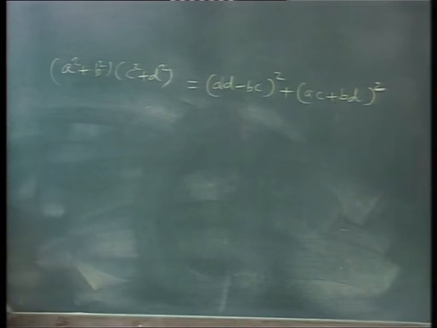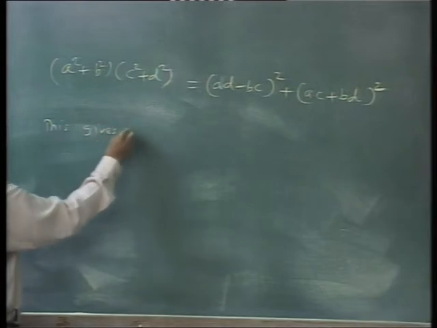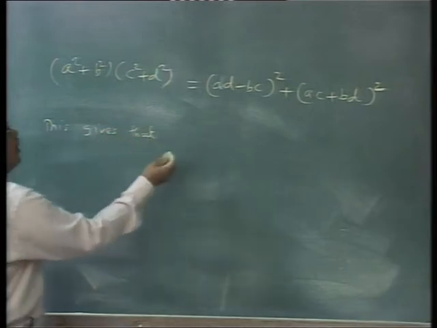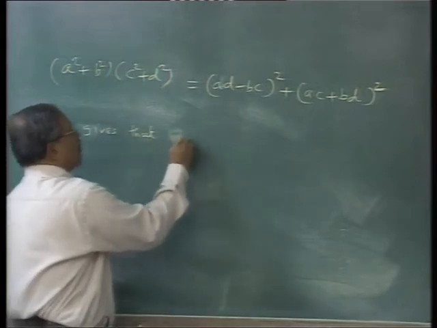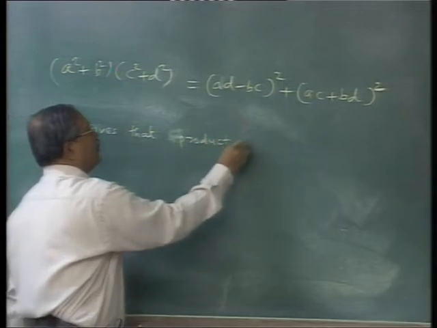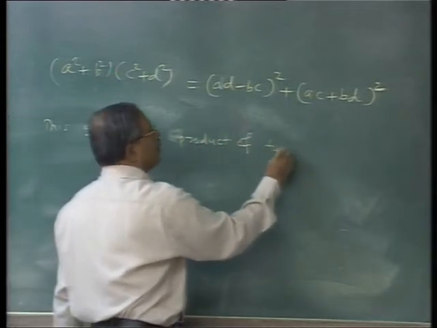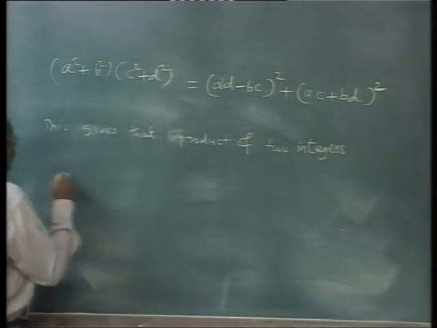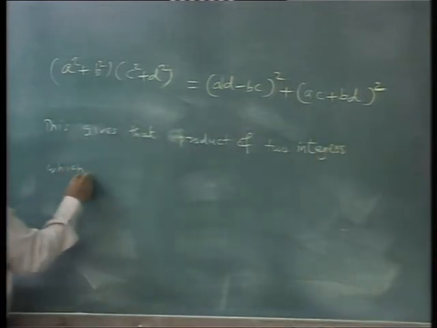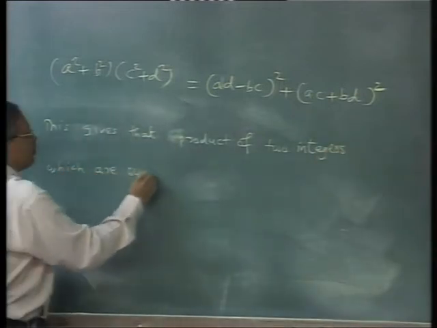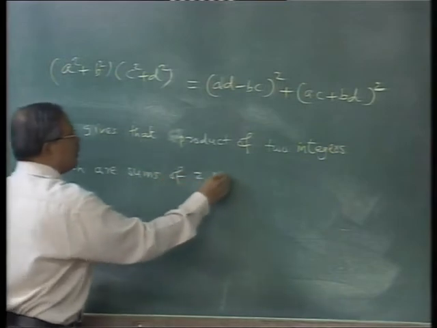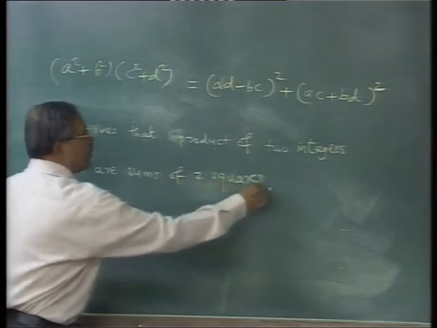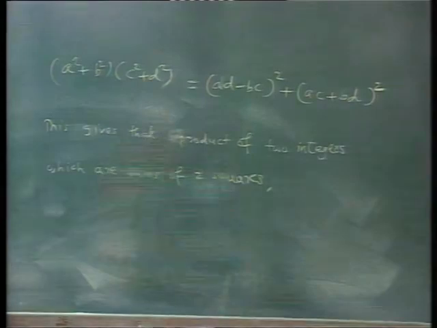So this is true. So this gives that the product of two integers which are sums of two squares is also a sum of two squares.